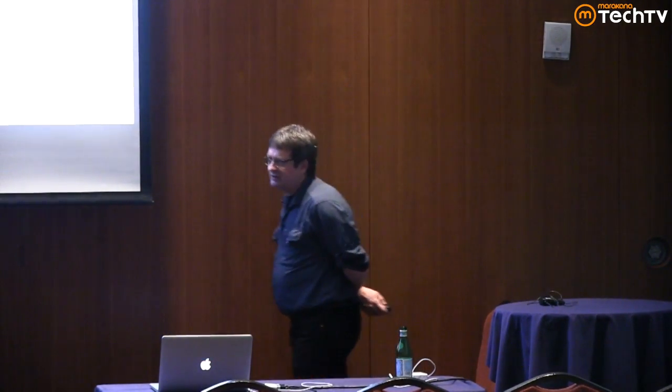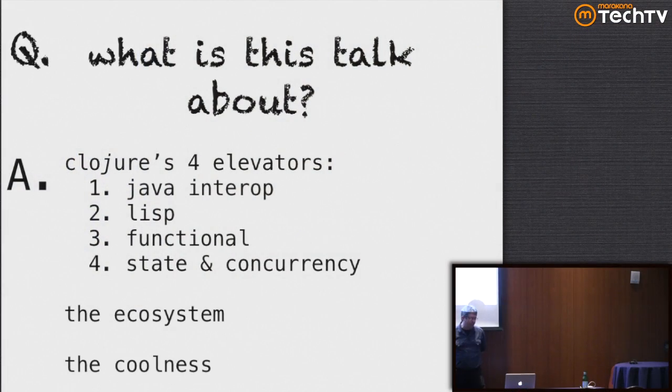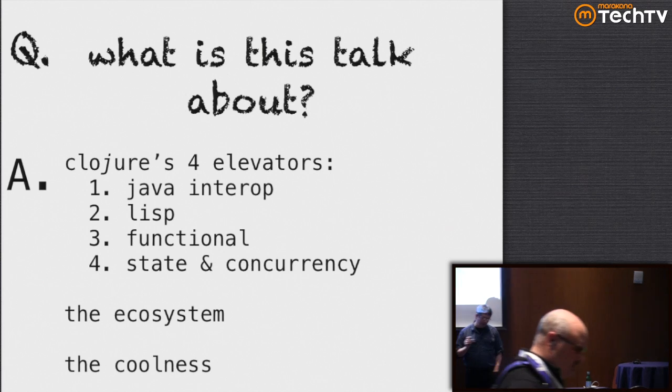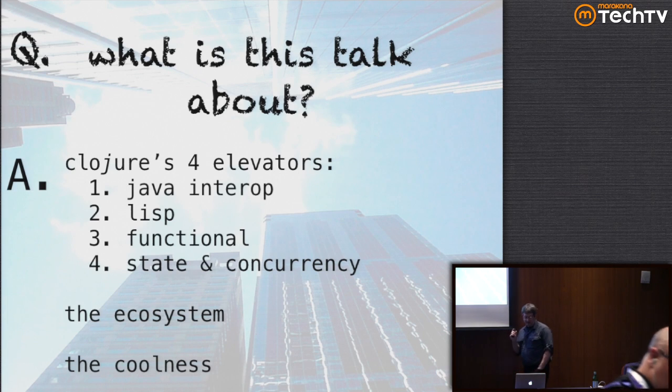The things I want to talk about are what I'm calling the 4 elevators of Clojure, the things that really elevate it above all the other languages on the JVM. And here are the 4 elevators: Java interop, Lisp, functional programming, and Clojure's unique take on state and concurrency.